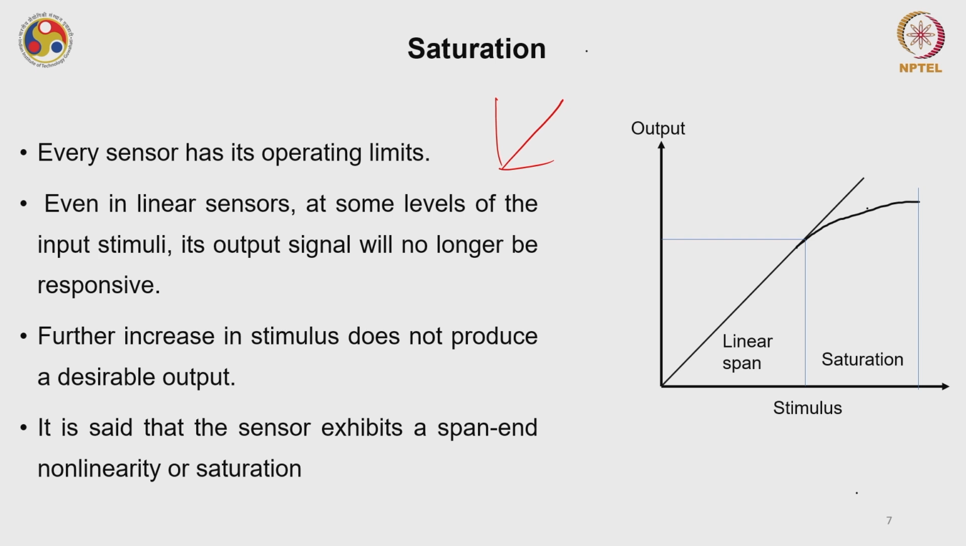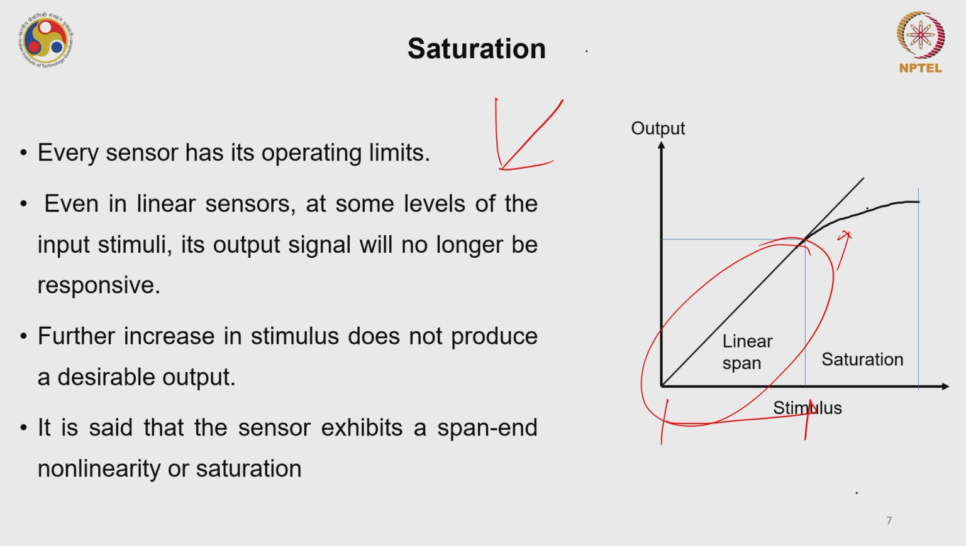We call it span end non-linearity, as you can see on the screen where the transfer function of the sensor is plotted, and I have a very linear span. However, the non-linearity is introduced at the end of the span, and we call it span end non-linearity or saturation. So if my sensor is working in this particular range of stimuli, I will say that my device is operating in the dynamic range.